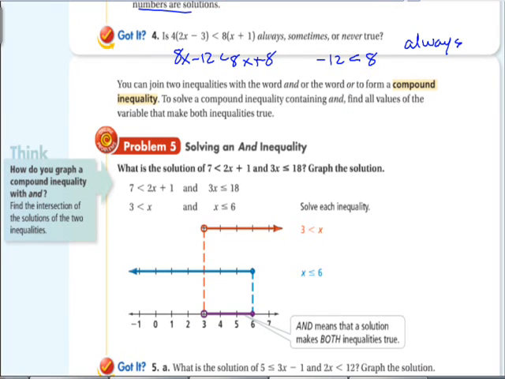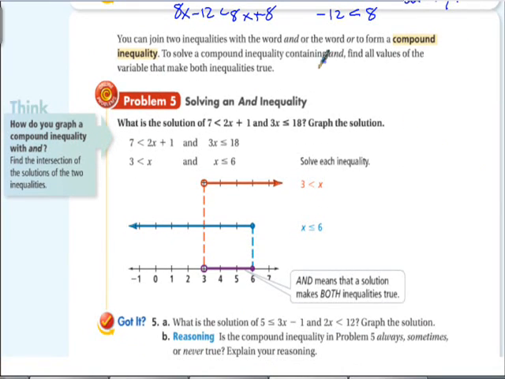All right? You can join two inequalities with the word and or the word or to form a compound inequality. To solve a compound inequality containing and, you find all the values of the variable that make both inequalities true. So for example, down here, we have 7 is less than 2x plus 1, and there's a huge difference between and or, so we want to make sure we recognize that, highlight it, do whatever you got to do.